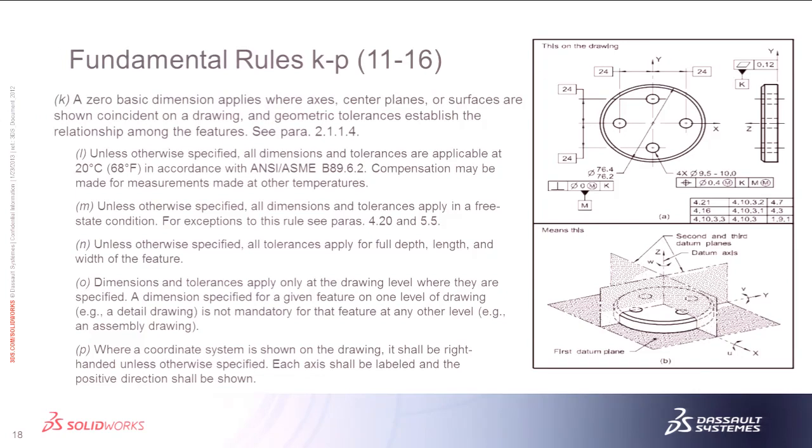The next one is zero basic dimension applies where axes, center lines, planes, or surfaces are shown coincident. So those two holes across each other there, they both have a center line, and on the right view, to show it with the center line, it's implied that those are coincident. You only show it once, but it's coincident. The two axes are.